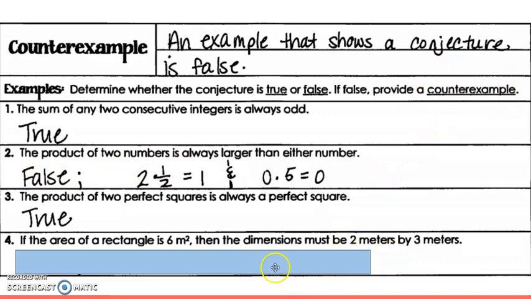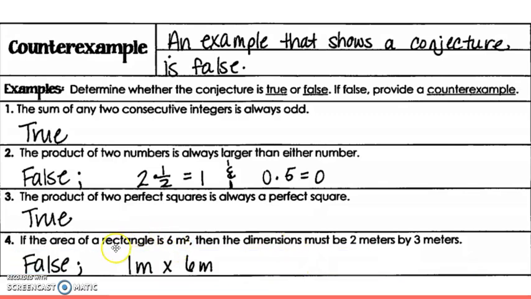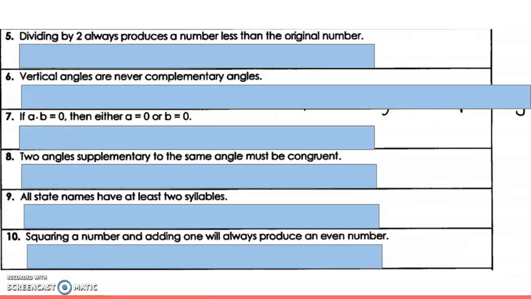Number 4, we have the area of a rectangle is 6 m squared, then the dimensions must be 2 meters by 3 meters. Remember, area is found by length times width, so theirs does work. 2 times 3 is 6, but that's not the only way we can get this area. We can also get it by having 1 as a side and 6 as a side for our rectangle. So that, my 1 by 6 rectangle, is my counterexample that proves that this statement is false. That's just how we're going to do all of these. We can do a couple more examples.